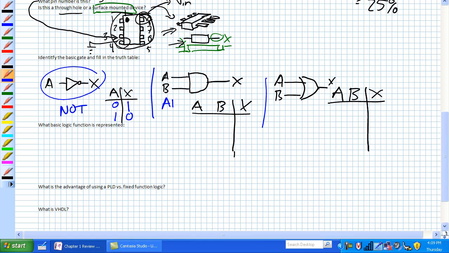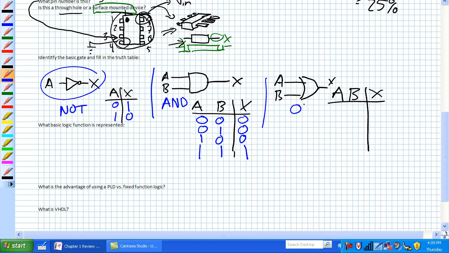This guy is an AND gate. An AND gate produces a high output only when both inputs are high. So let's fill out the rest. All possible combinations are 0 0, 0 1, 1 0, 1 1. So again, it's only high when both are high, so that's a 0, that's a 0, that's a 0.